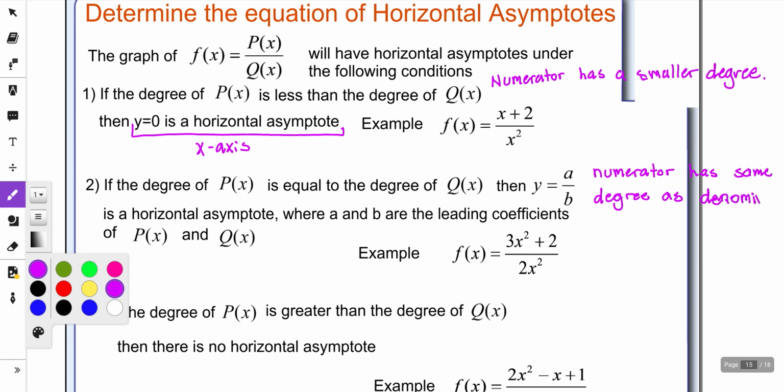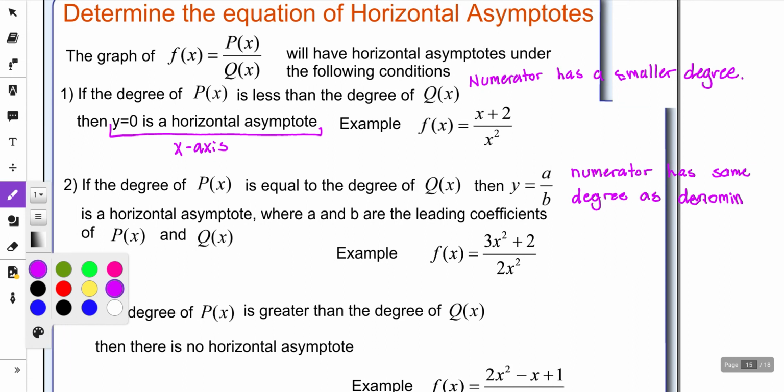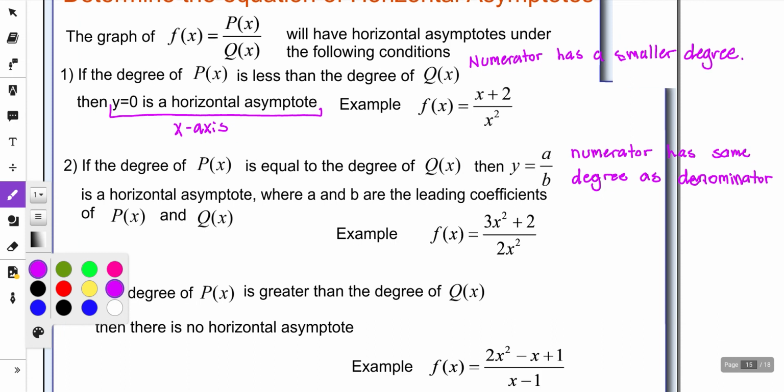Something's wrong with my screen here. It's like disconnecting me.